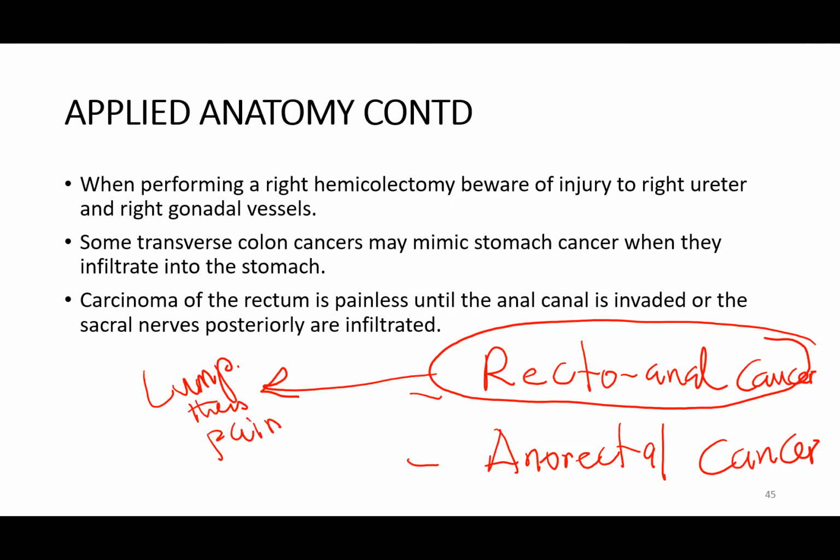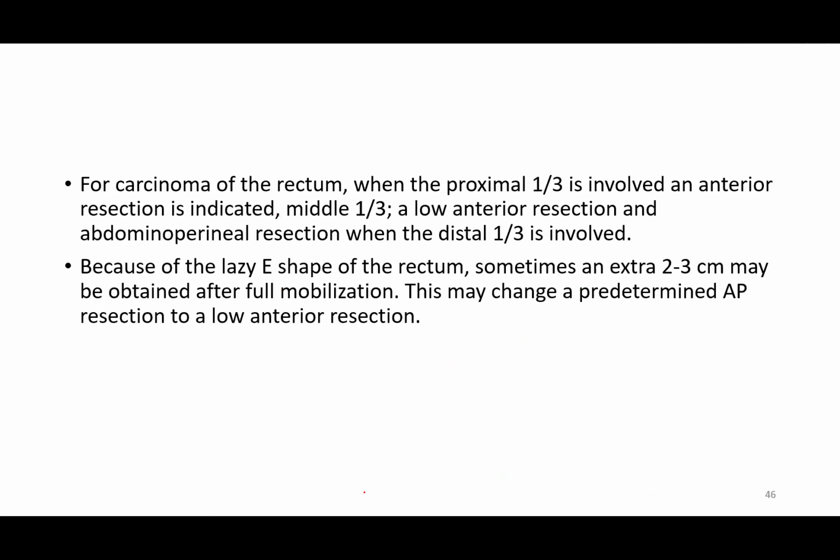Because it is when it has invaded and gone beyond the dentate line that they will start having pain. So initially, there are features of a lump that will give change in bowel habit, pencil-like stool, tenesmus. Later, they now start having pain. It has invaded the anal canal, and subsequently, they might have incontinence. But for anorectal, it starts with pain first before other symptoms.